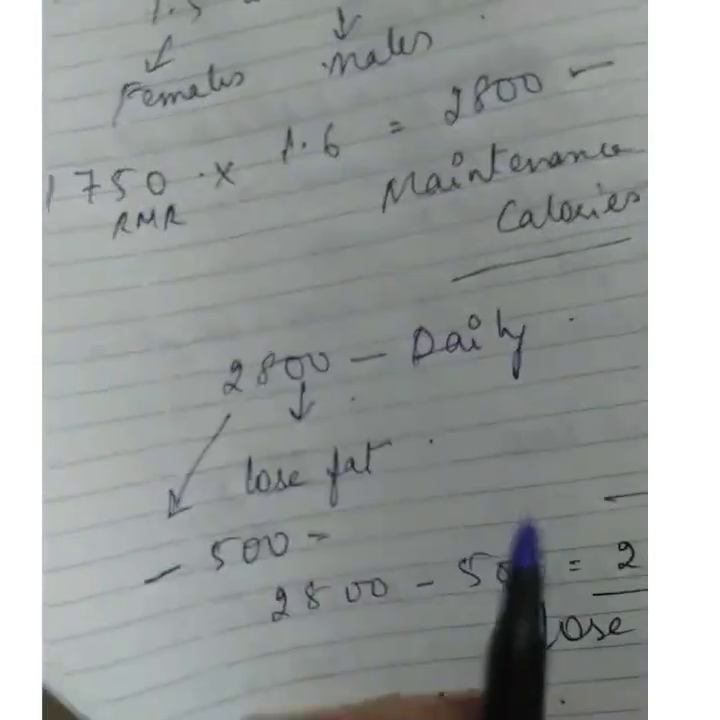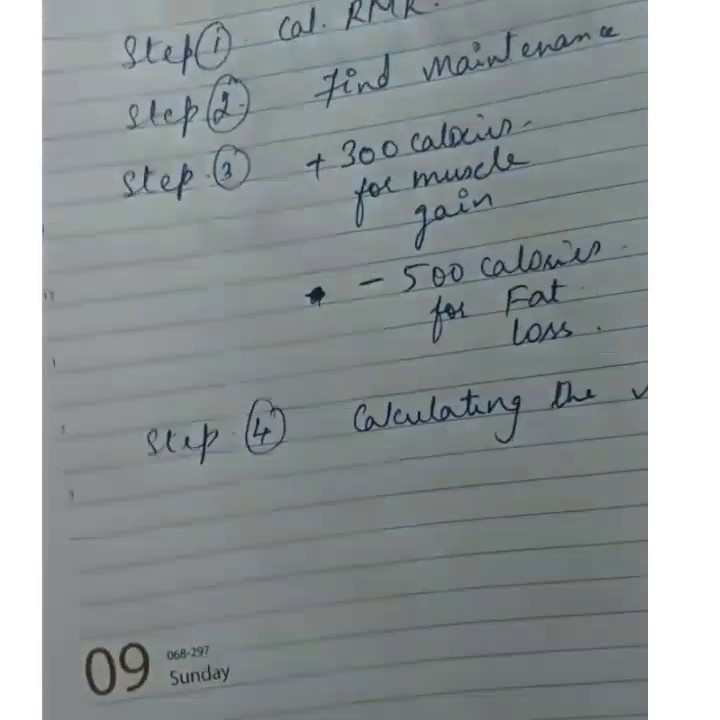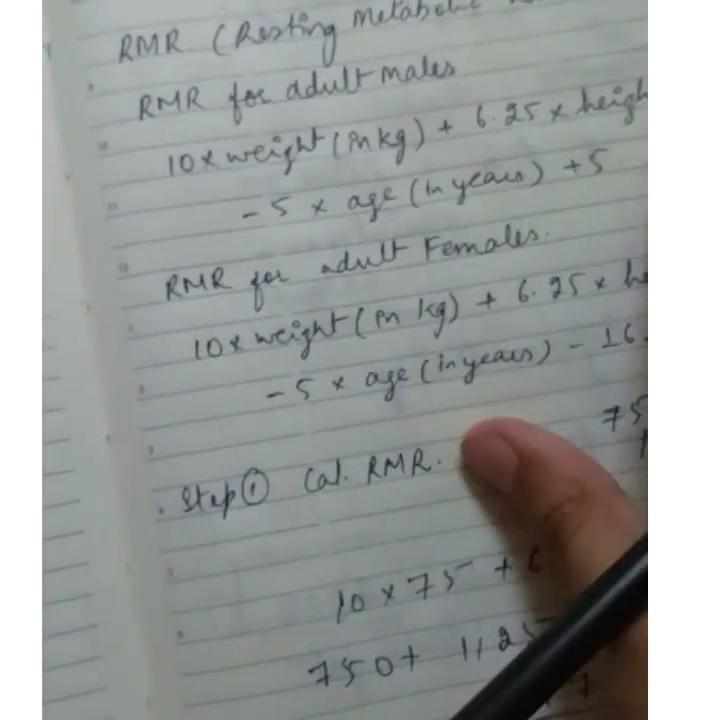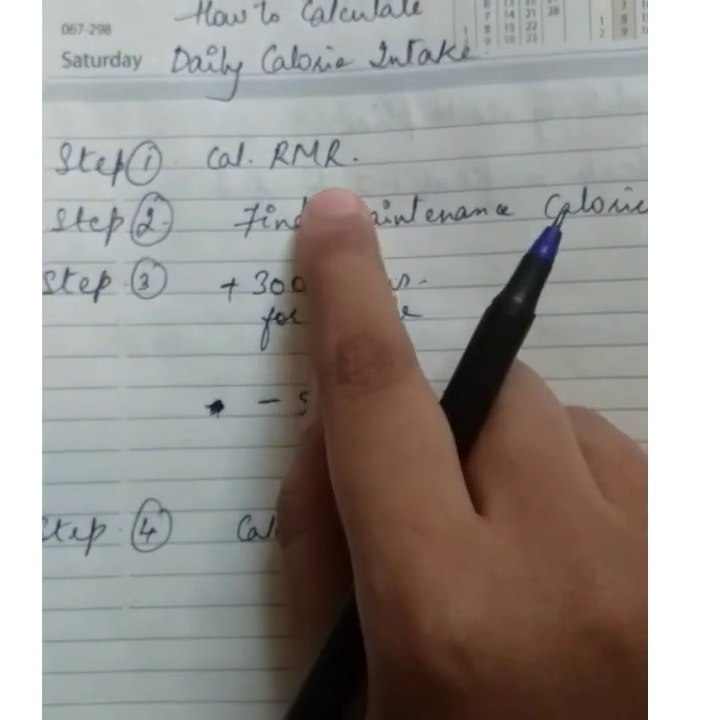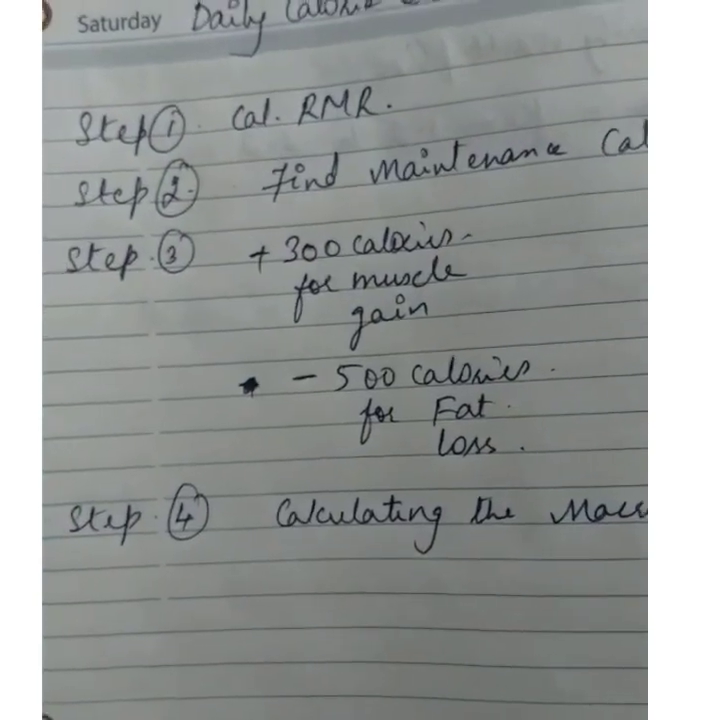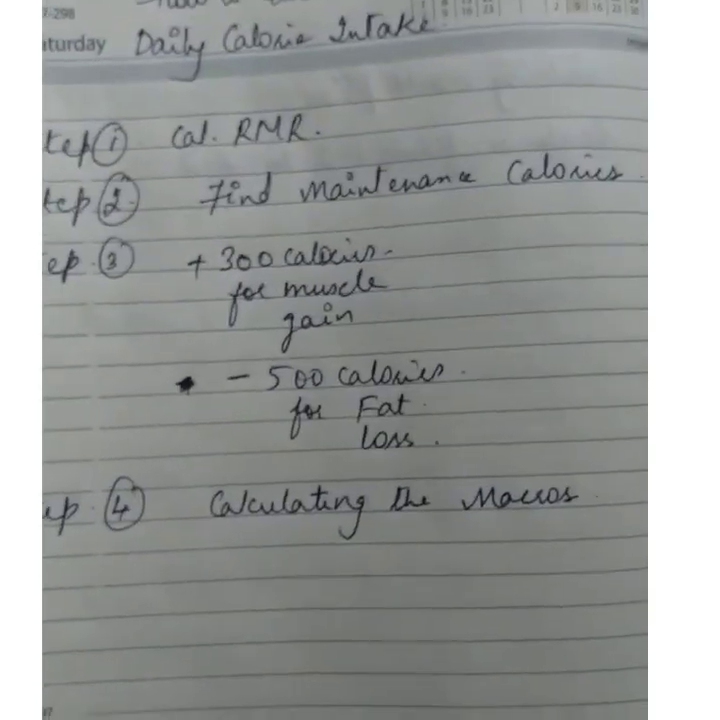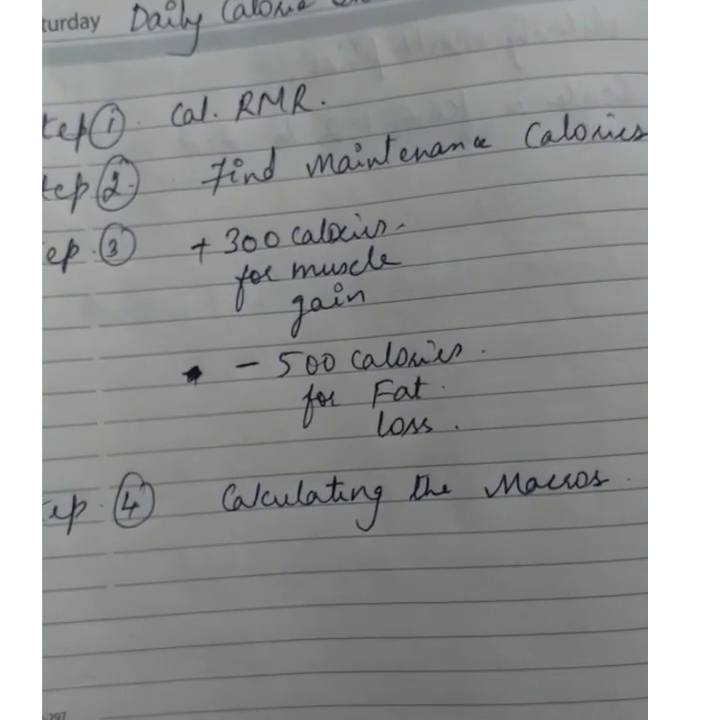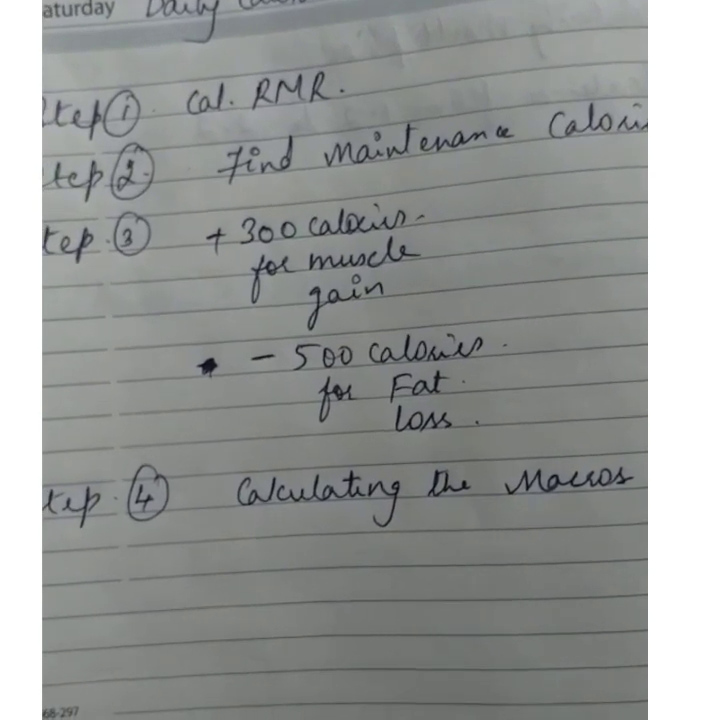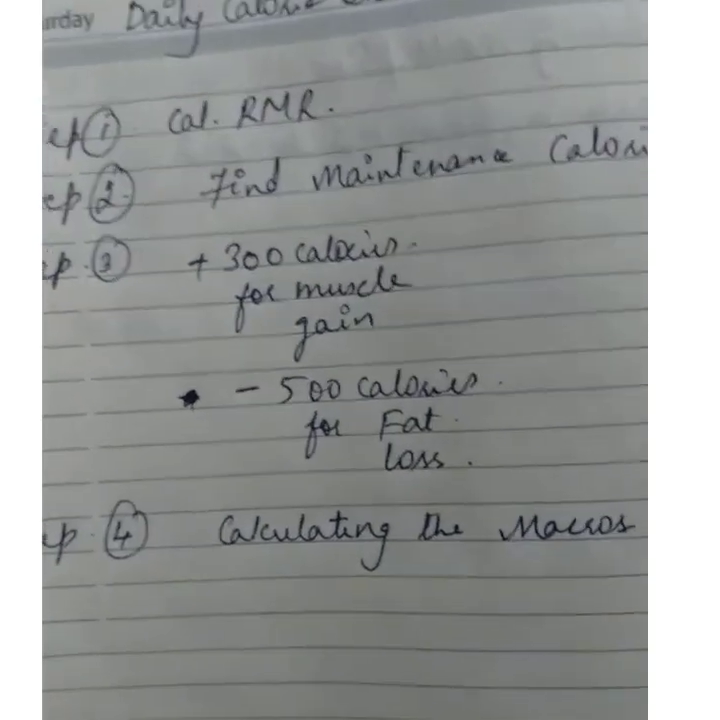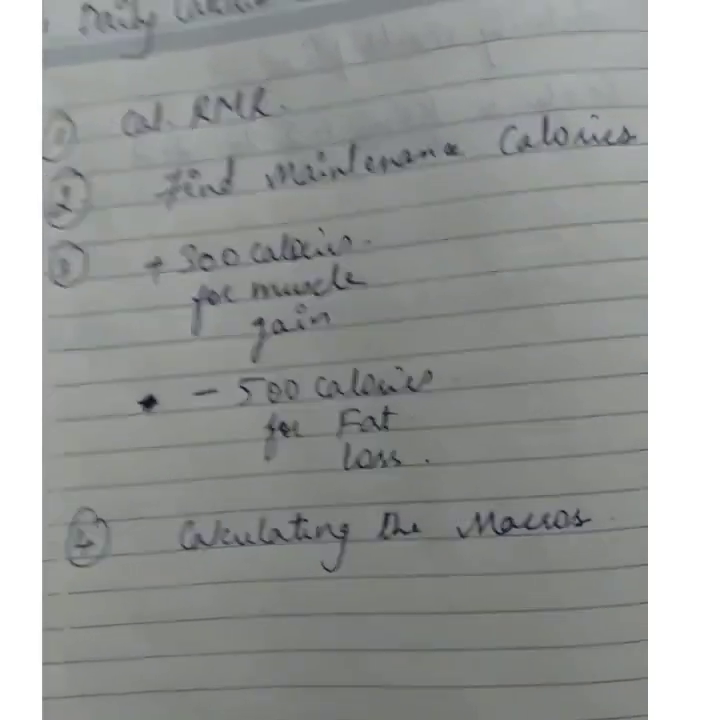Hope you all understood the video. Now I'll explain it in short. Step 1, calculate RMR. We have calculated it using this formula. Once we get the RMR, you have to multiply it with the activity factor, like how much activity the person is doing on a daily basis. Then after finding the maintenance calories, for muscle gain you have to add 300 calories, and for losing fat you have to deduct 500 kilocalories. Okay.